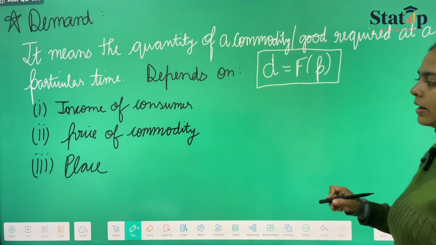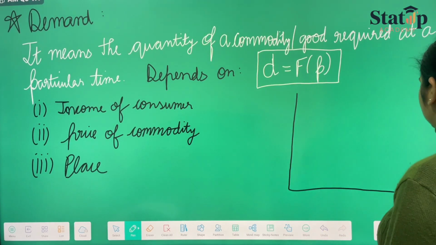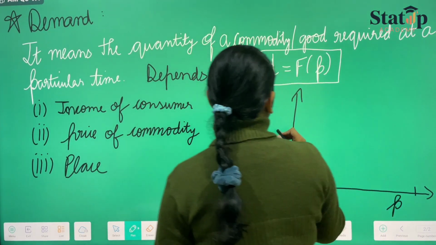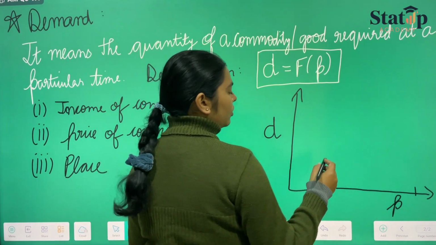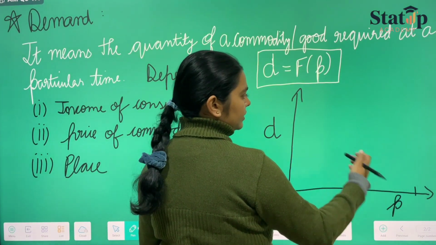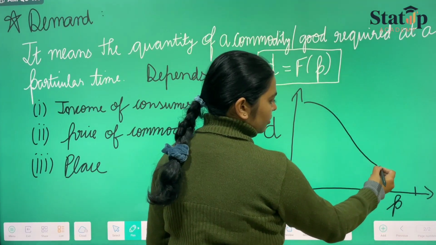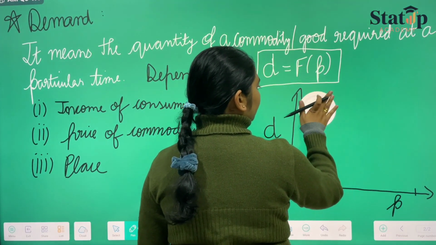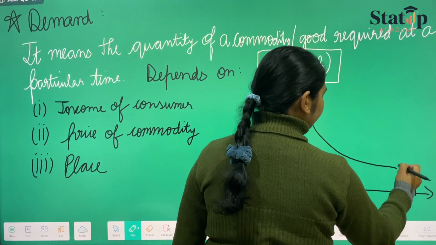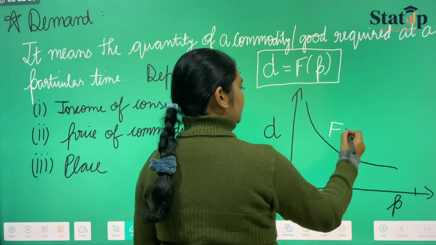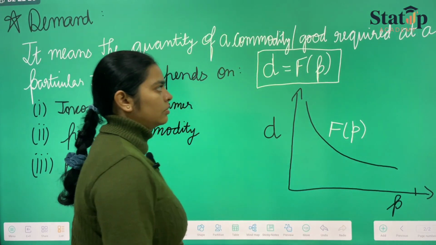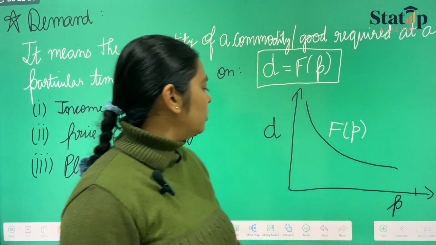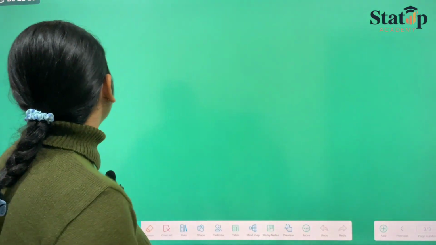And if we want to draw a graph between demand and price, let us take the x-axis as price and the y-axis as demand. So as the price increases, demand decreases. This is the graph of the function f(P), or the demand function. Okay. Now moving forward to what is supply.